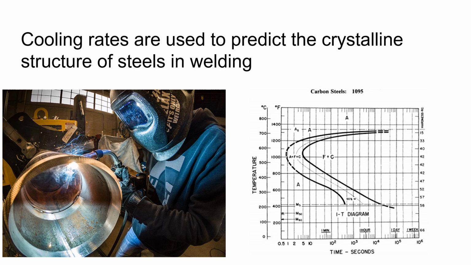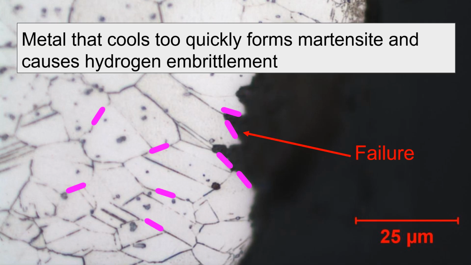In the welding industry, cooling rates of a weld are used to determine the resulting crystalline structure of the steel. In industry, the cooling rate at 540 degrees Celsius is typically used to make those predictions. If a weld or metal cools too quickly, then martensite forms and causes the weld to be too brittle and can cause failure.